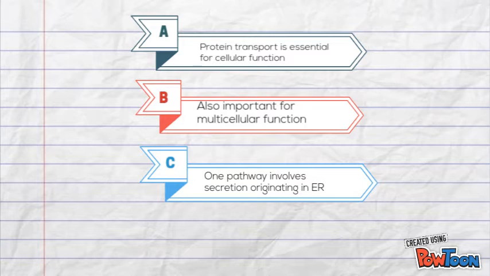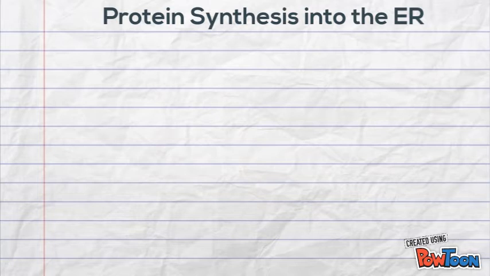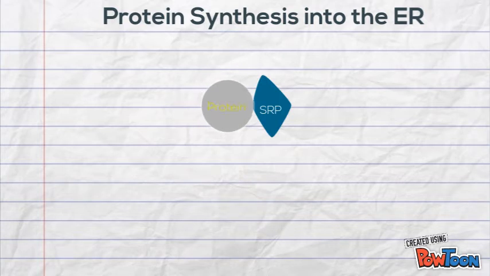One pathway in which cells secrete proteins first involves the synthesis of proteins into the ER lumen. Protein synthesis into the ER is initiated when a ribosome translates the N-terminus ER signal sequence from an mRNA. A signal recognition protein, known as an SRP, then binds to this ER signal sequence of the protein, slowing protein synthesis.